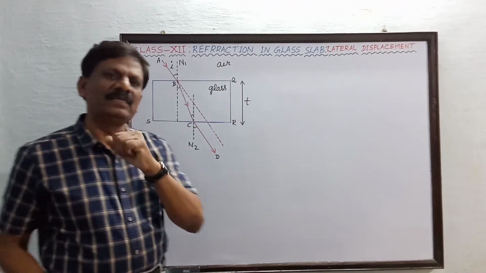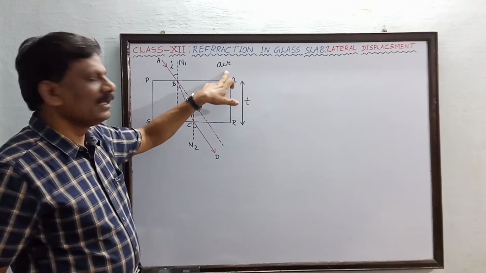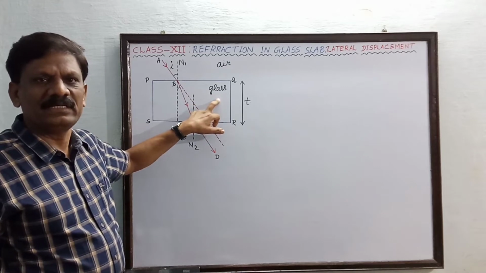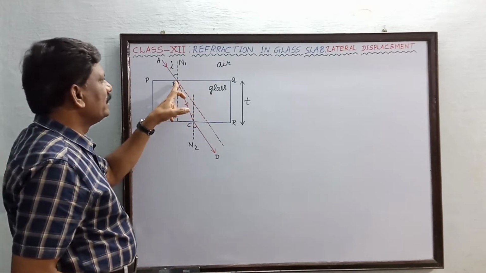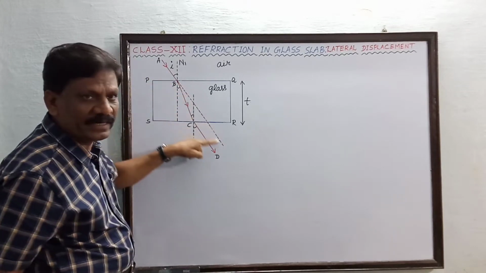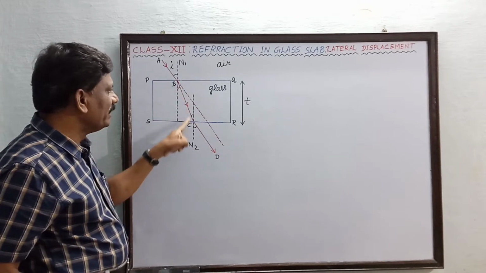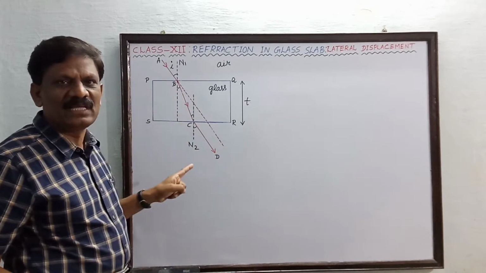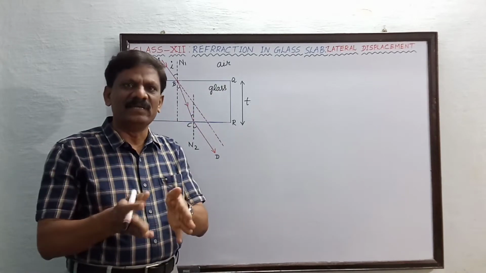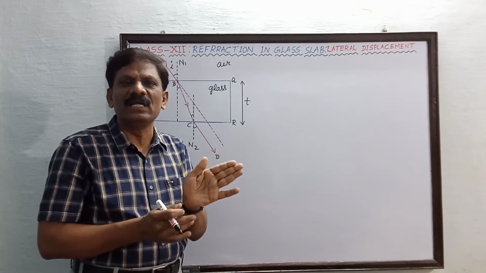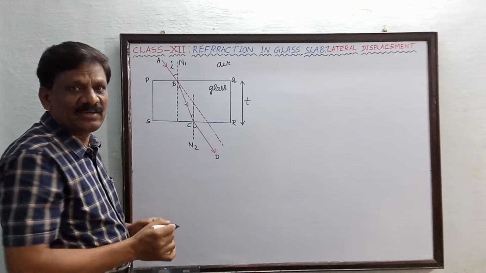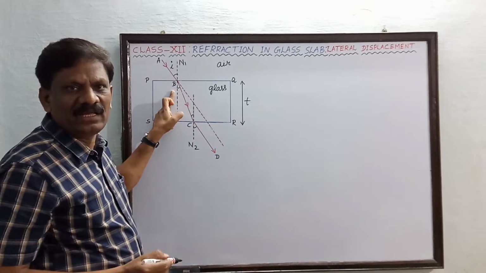So now the light is going to travel from a rarer medium to a denser medium. Is it not? So the light is changing its path. It is not traveling along the same straight line. Instead, it is deviating, it is bending towards the normal. So when a ray of light travels from a rarer medium into a denser medium, it bends towards the normal. So BC is the refracted ray corresponding to the incident ray AB.